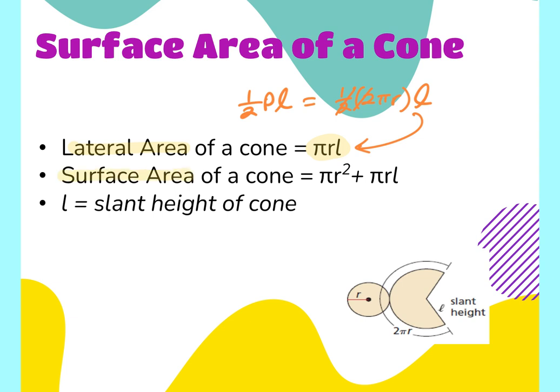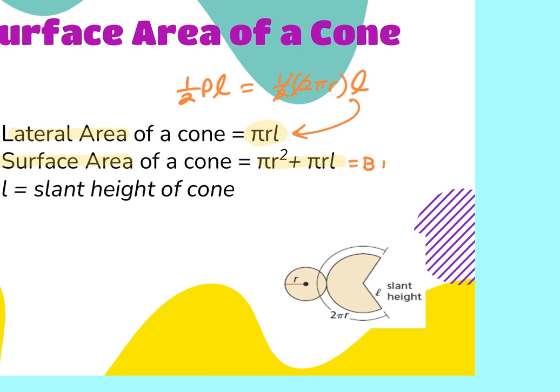Surface area or total area of a cone would be one base, so 1B, which is pi r squared, plus the lateral area, which is pi r L. And then again, that slant height is going to run to the top.